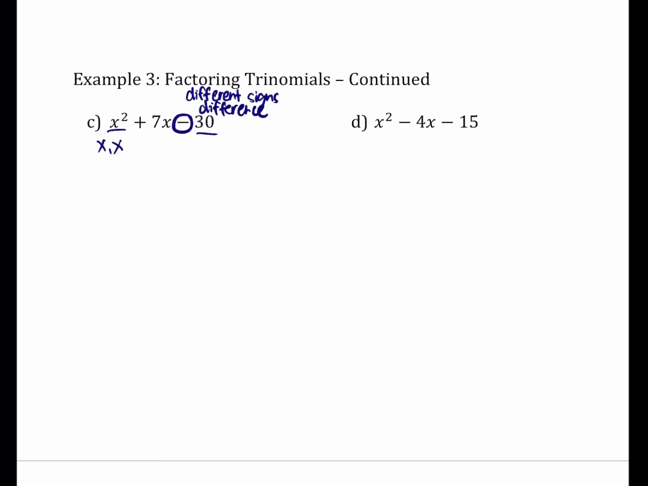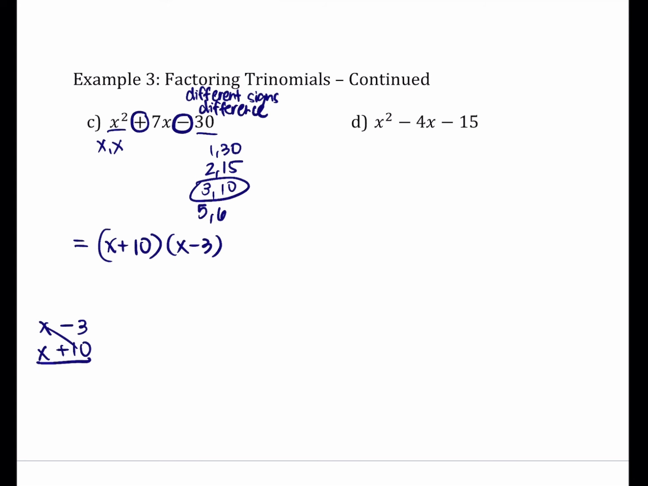x and x, factors of 30: 1 and 30, 2 and 15, 3 and 10, 5 and 6. You don't have to list all of them. Once you have one that suits it, then you can actually use it. For this one, 10 and 3 give me a difference of 7. And now that you know it, this actually will give us the sign of the bigger number. So the bigger number is going to be positive. This is going to be x plus 10 times x minus 3. And again, we can do that little cross multiplication thing.